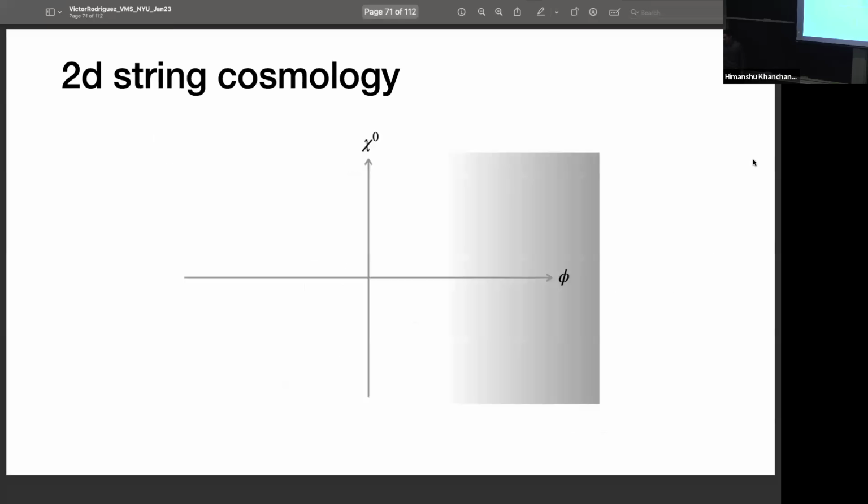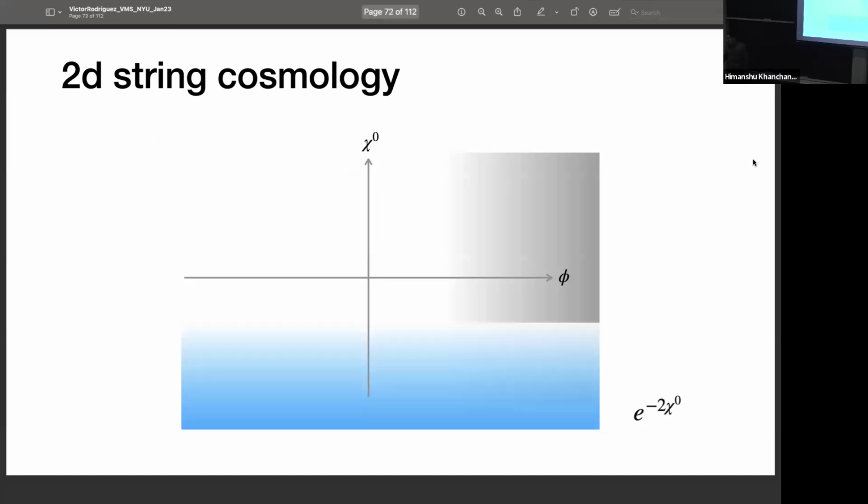Okay. So what's the picture? We have the usual Liouville wall. This is the space-like one. This is 2D string theory. And then we have the time-dependent potential, like here in blue.